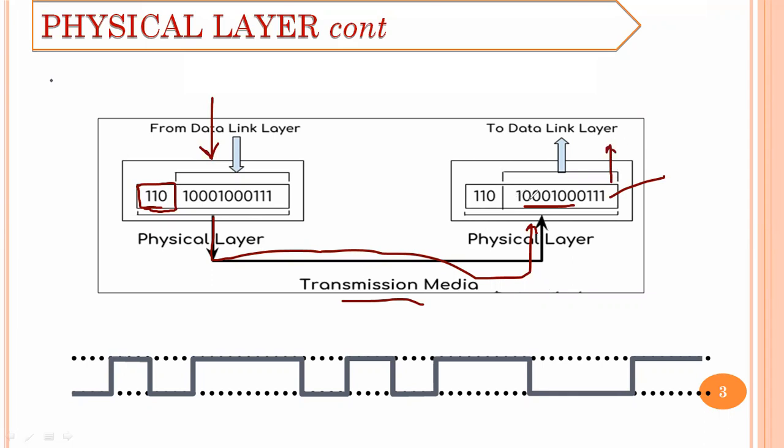The circuit or the diagram for this will be: we have 1, then 0, 0, 0, then again 1, then 0, 0, 0, then 1, 1, and 1. So this will be the circuit for it. Clear?